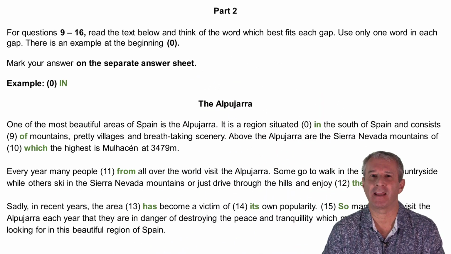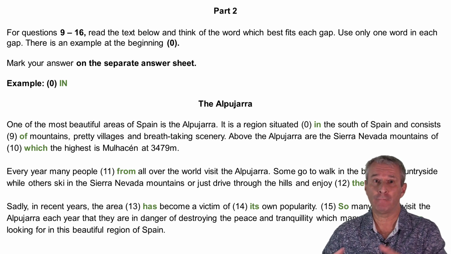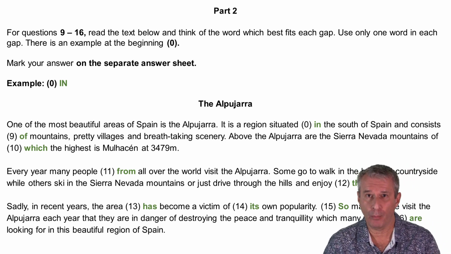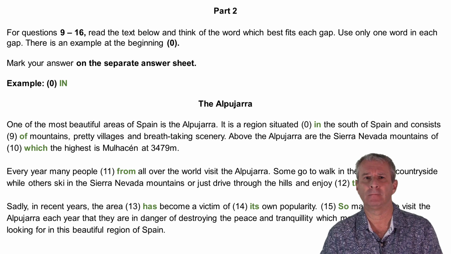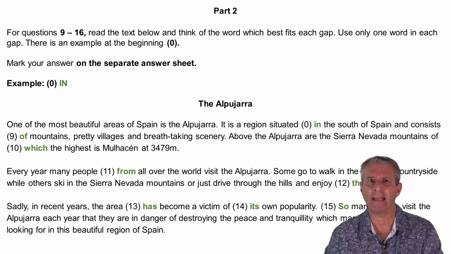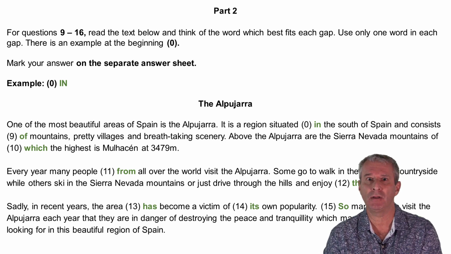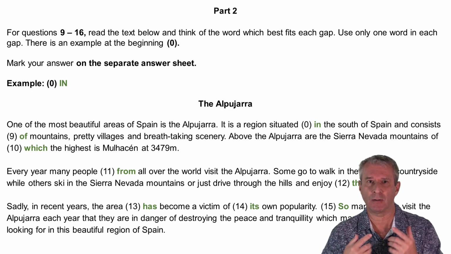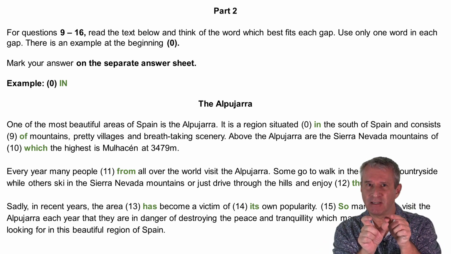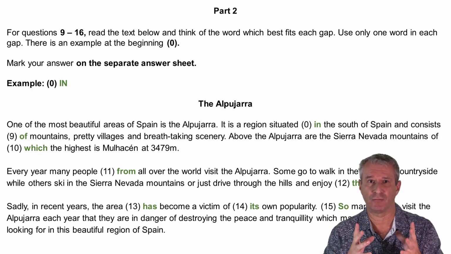Okay, so let's check your answers. Number 11, from. So people from all over the world visit the Alpujarra. When you choose a word, say it in your head or very quietly to yourself when you take the exam. Does it sound right? Does it seem to be correct? If it sounds okay to you, it probably is. So say the sentence internally and ask yourself if it sounds right.